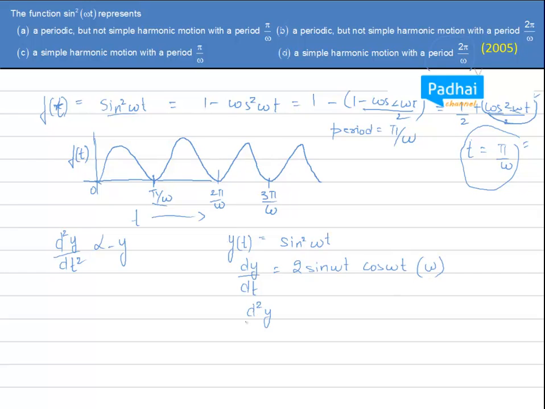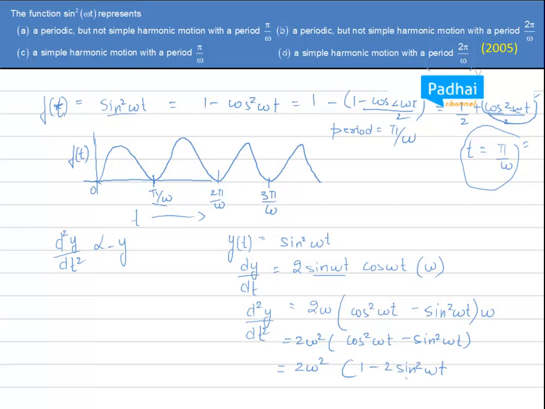If I calculate d2y by dt square, again, I can take 2 omega common, so it will be cos square omega t minus sine square omega t, right? And an omega will be multiplied, because when you differentiate this, an omega will be multiplied over here and over here also. So I'll get 2 omega square into cos square omega t minus sine square omega t, right? Now I can write this cos square omega t as 1 minus sine square omega t. So this will be 2 omega square into 1 minus 2 sine square omega t.